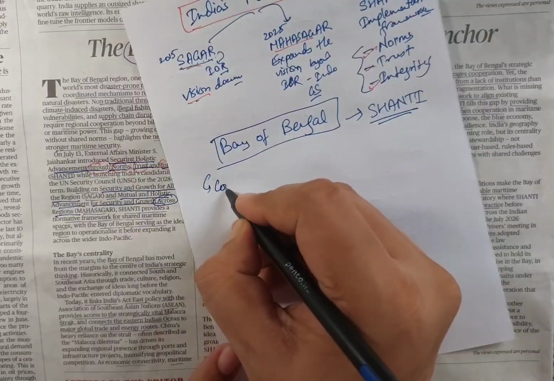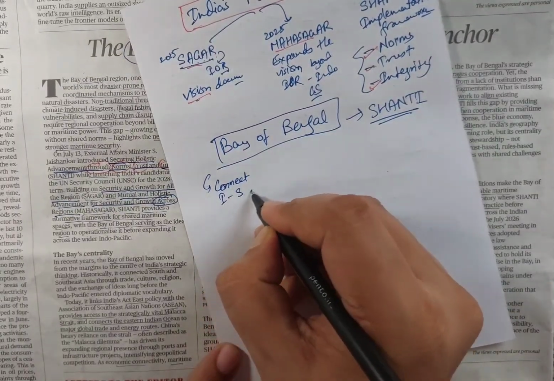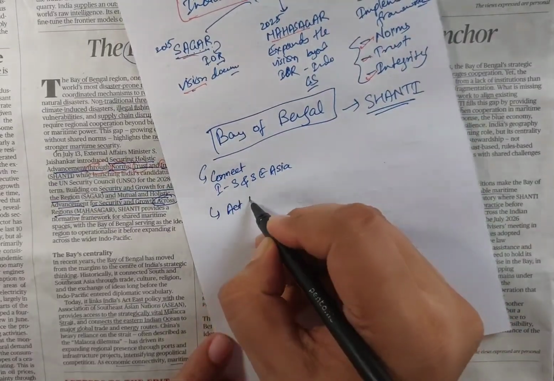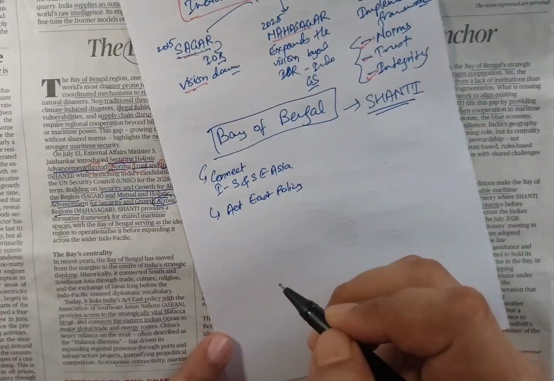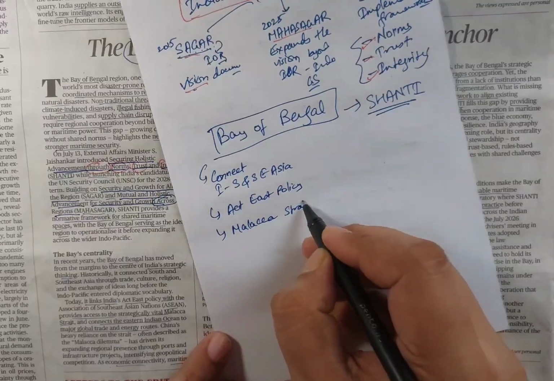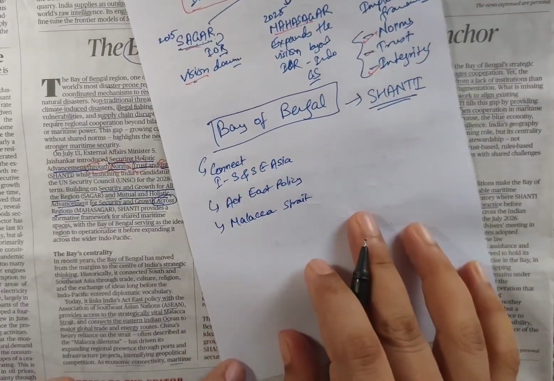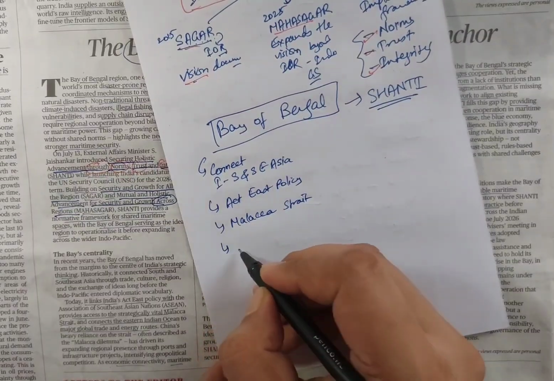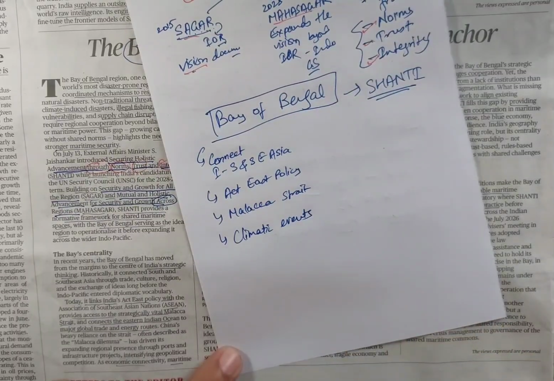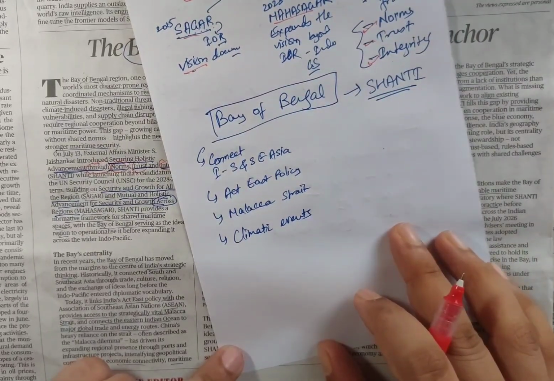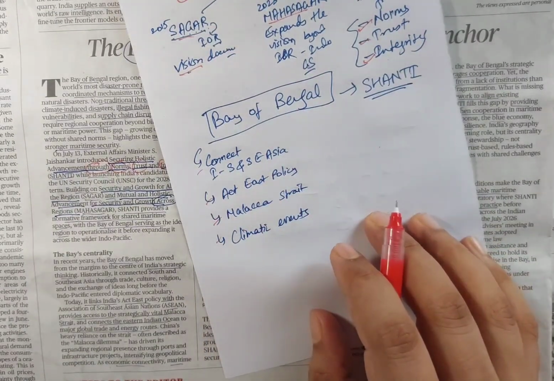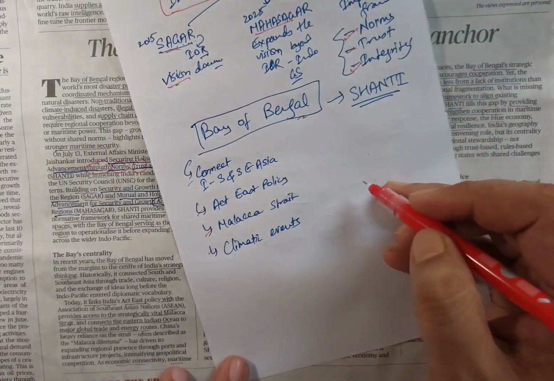First thing, it connects India to South and Southeast Asia. Right. It is important for India's Act East policy. Right. Access for the Malacca Strait. The Malacca Strait has its own importance for India's geopolitical survival. Then it has some climatic events that impact countries across the Bay of Bengal region. So broadly, these are the four factors that highlight the importance of the Bay of Bengal region.